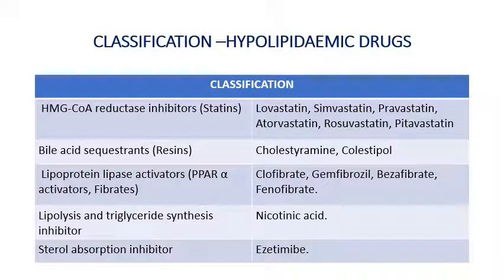And this is the classification of hypolipidemic drugs. You have 5 broad classes or groups of drugs. You have HMG-CoA reductase inhibitors, otherwise called statins, bile acid sequestrants, otherwise called resins, lipoprotein lipase activators, otherwise called PPAR alpha activators or fibrates. Then you have lipolysis and triglyceride synthase inhibitors, and you have sterol absorption inhibitor.